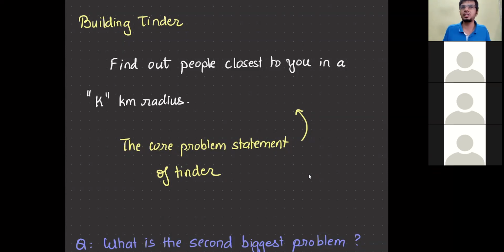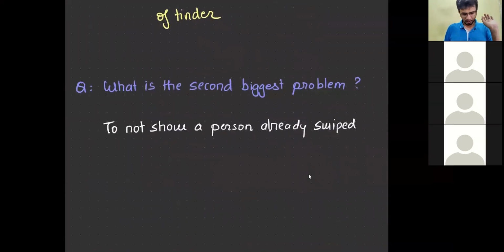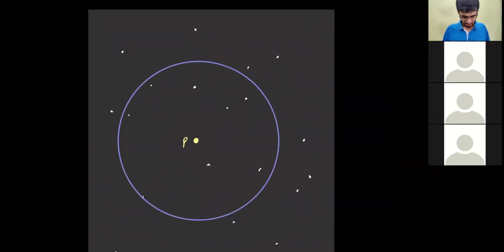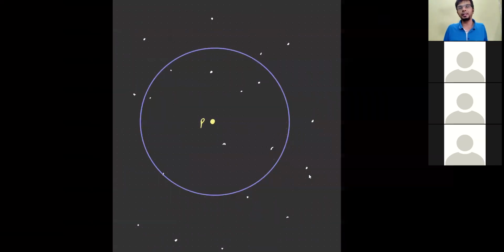Now coming back to the first one: finding out people who are closest to you within K kilometer of radius. This is the core problem statement. And how will you solve it? Assume you don't know about geohash. We'll first set up why you need a separate algorithm if you can do this with normal maths, and then we'll come to the solution.